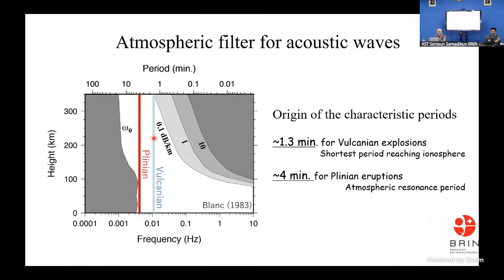And for the volcanic explosion, we typically see a period of 1 or 2 minutes. And for the Plinian eruption, we typically see a 4 minute period disturbance. So both are within this window.